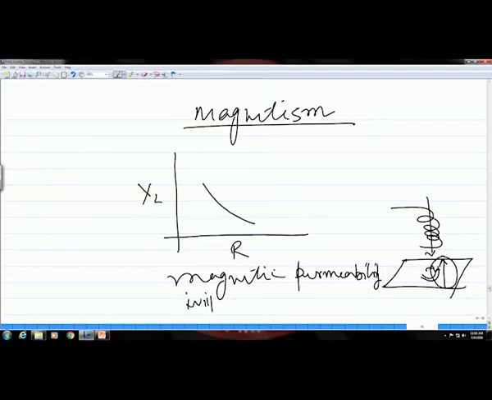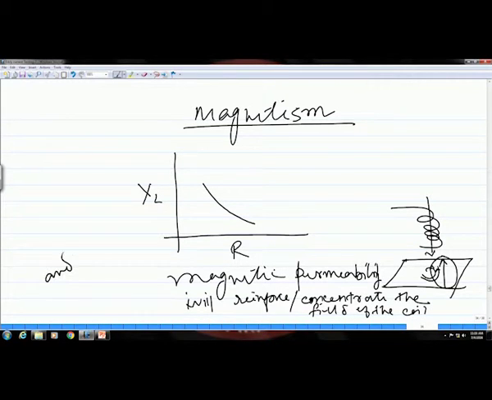It will reinforce or concentrate the field of the coil, and it will also overshadow the magnetic field of the eddy current.